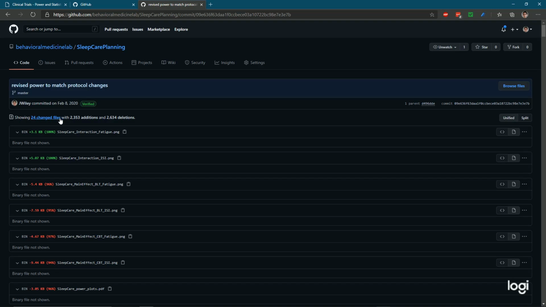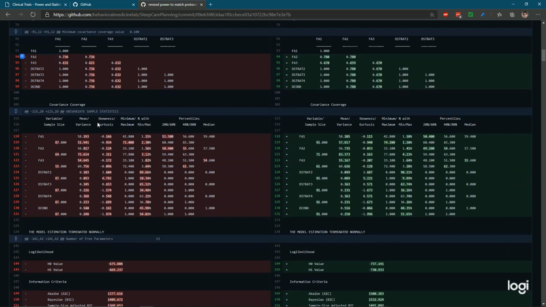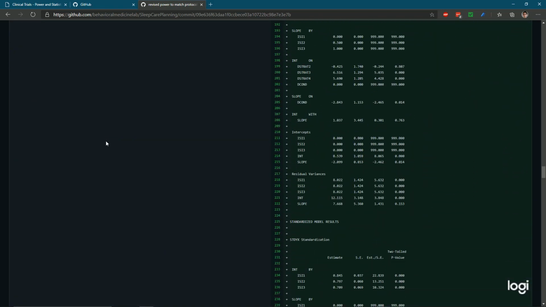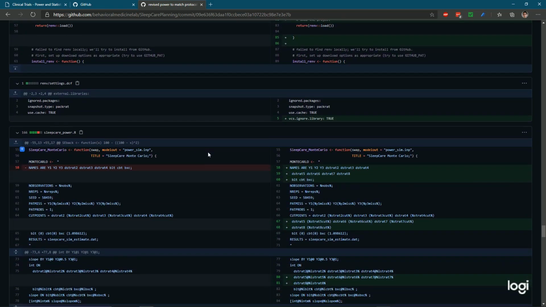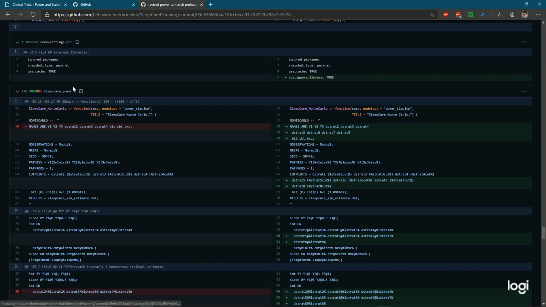You can see that I changed 24 files with 2,353 lines added, 2,634 removed. I'm not going to go over all of these, but I'll pop down a little bit later on to some places where there's code. So here's a code file that was actually doing the power analysis, and what you can see here is one line was deleted, line 58 was deleted, you can see what I removed, and in its place you can see what I added.